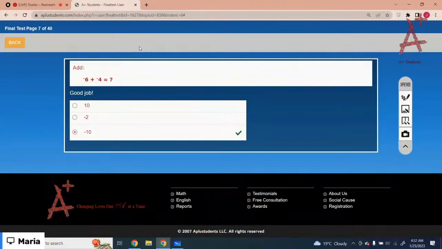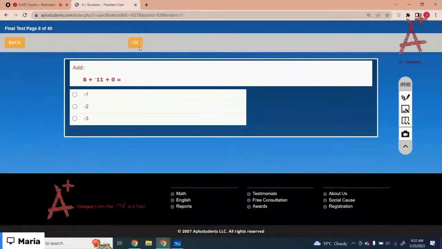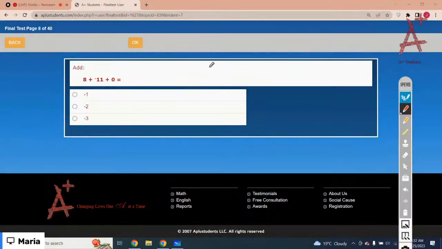Okay. The next one is 8 plus -11 and plus 0. Got it? That means you have to add 8 and -11. So both numbers have different signs, so just subtract them and put the sign of the greater number. 11 is greater, 11 has a negative sign, so the answer must be negative. It would be -3. Got it? So the correct option is -3.